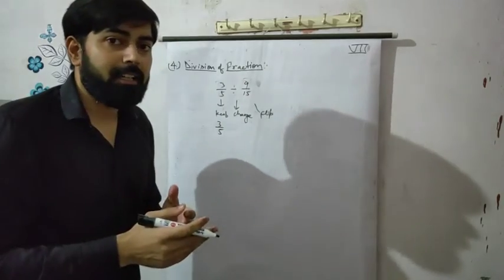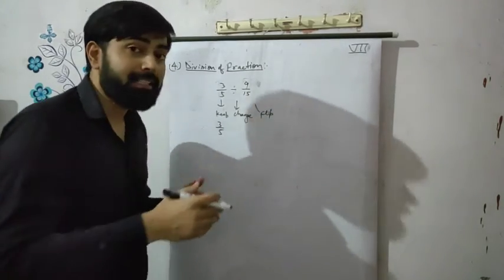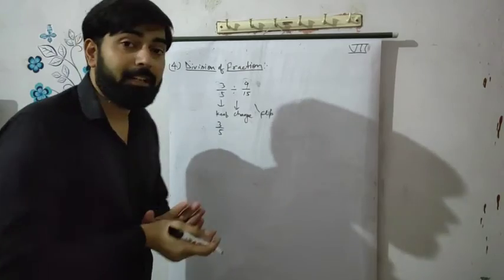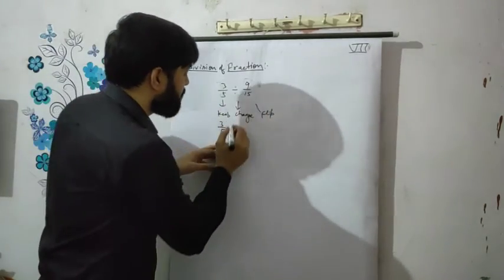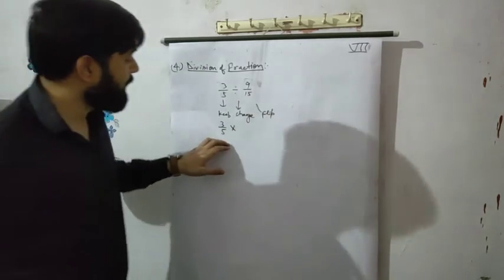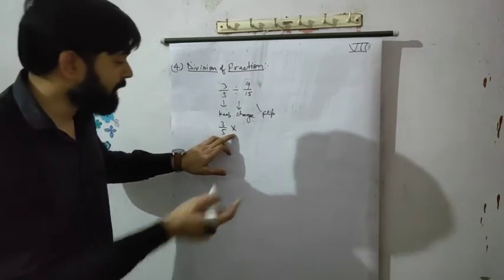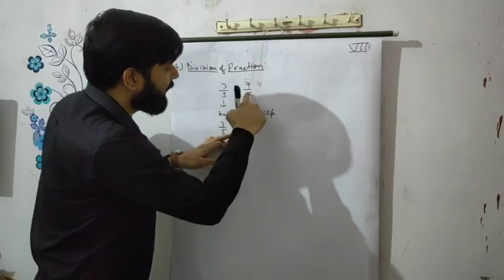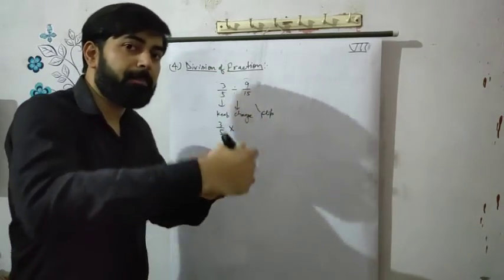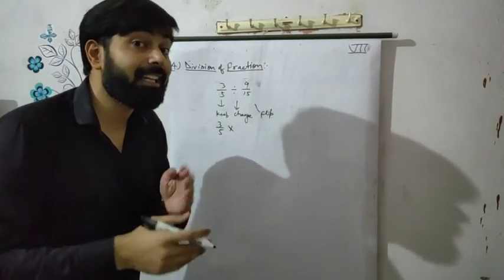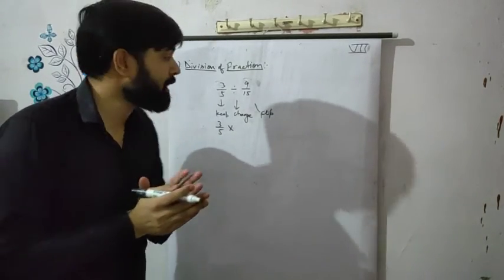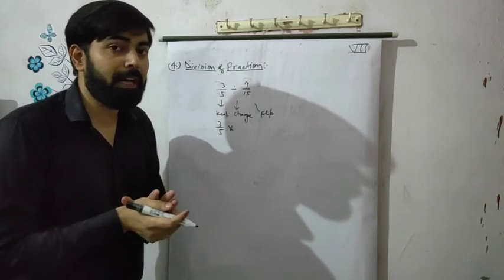And then change. What can we change here? We can change the division sign into a multiplication sign. So division will be changed into multiplication. And now flip. Flip means interchange, or you can say write the reciprocal. So reciprocal is very important. So write the reciprocal of 9 upon 15.